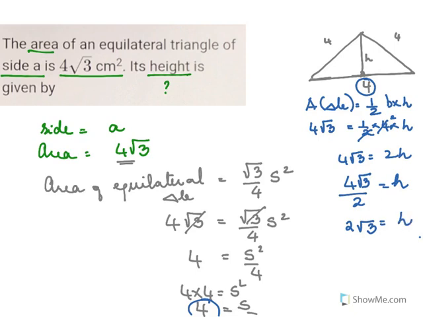Here we use two formulas. One formula, area of equilateral triangle, root 3 by 4 side square. And then we also know the area of a triangle is half base into height.